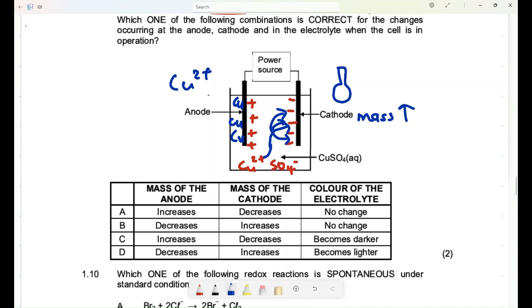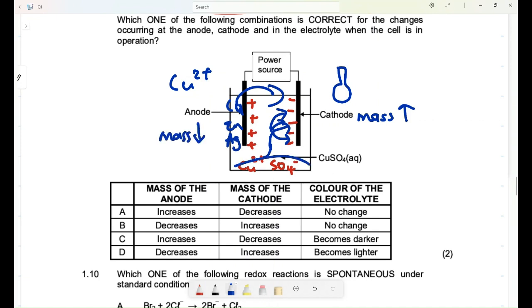But in here, the copper that we want, it might be something like copper with zinc and silver. So we are trying to get what we want, which is copper in this case. So this one will decrease, because if we take copper, we are left with zinc and silver. So the mass in here will decrease.